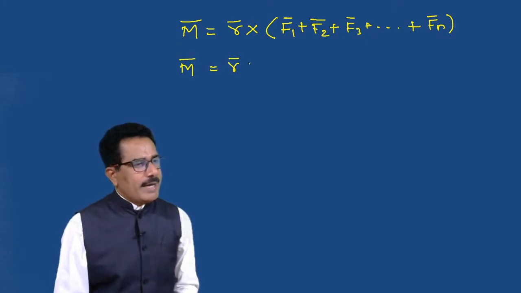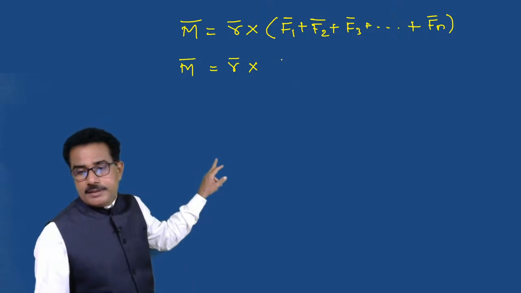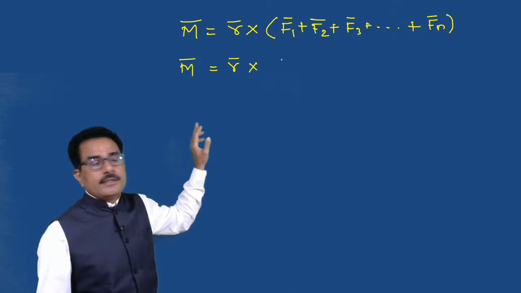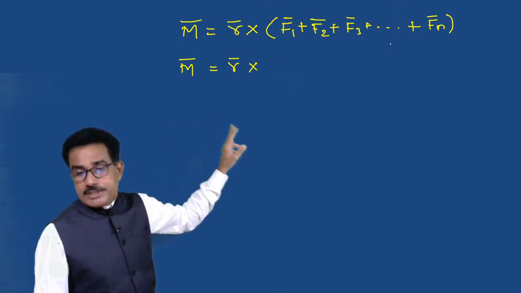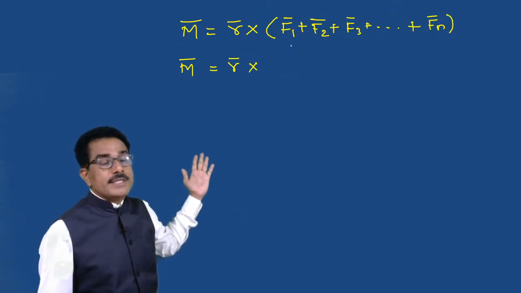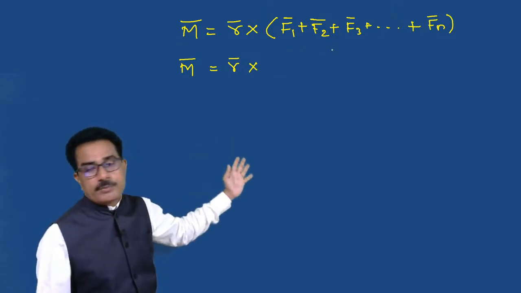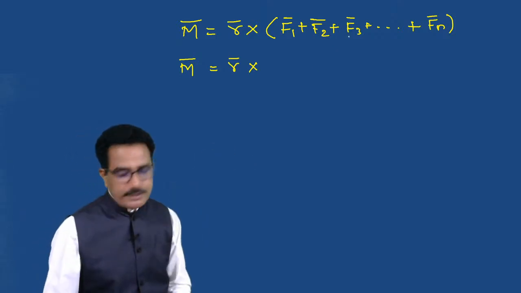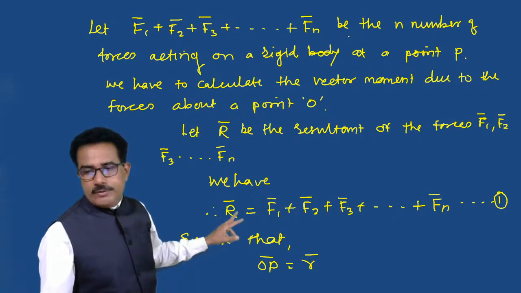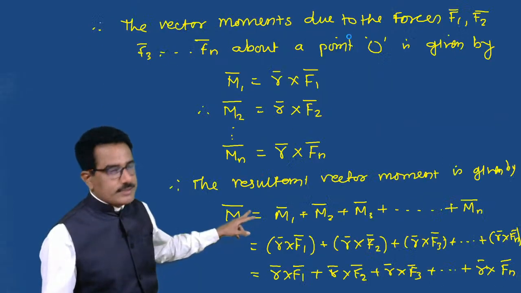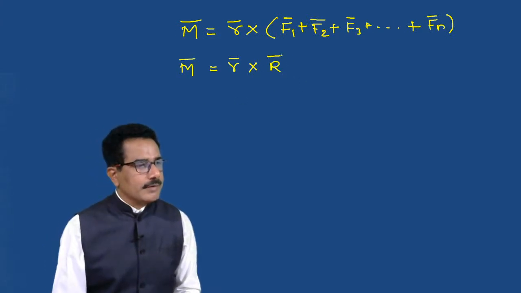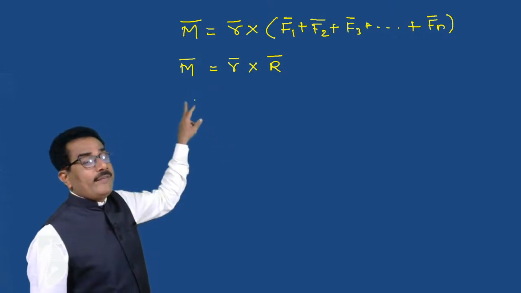Okay, capital M bar is equal to r bar cross. Now we know that, you tell me, students who are online, f1 bar plus f2 bar plus f3 bar means which vector can we replace this summation with? See this equation number 1, in equation 1 we can replace it as r bar is equal to this. So what does this mean?